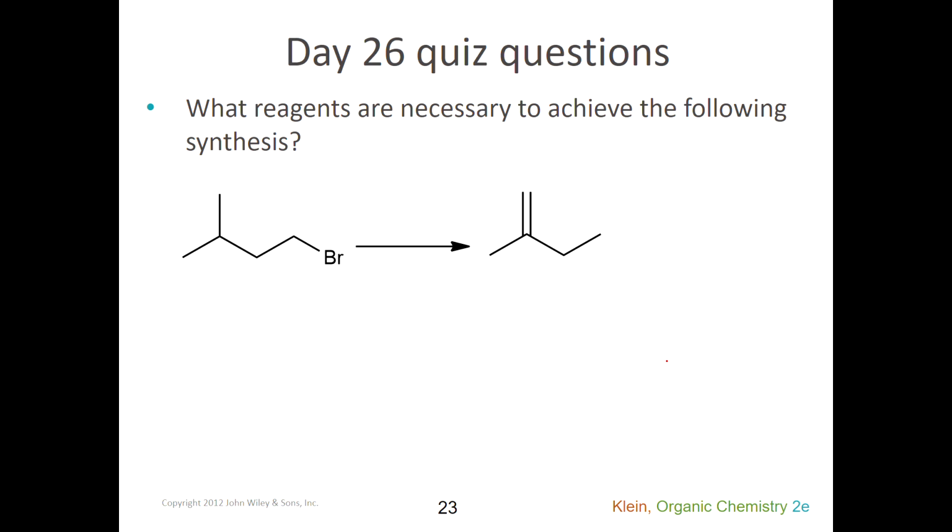So anyway, this quiz question, obviously there's a number of things happening here. So I've got to get rid of this hydrogen. I've got to get rid of one of these three hydrogens at some point because they're not there anymore as a product. I've got to replace this bromine somehow with a hydrogen.